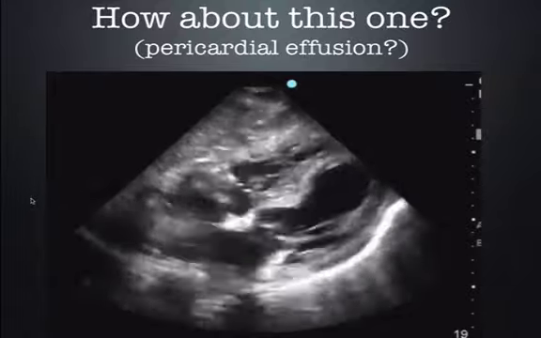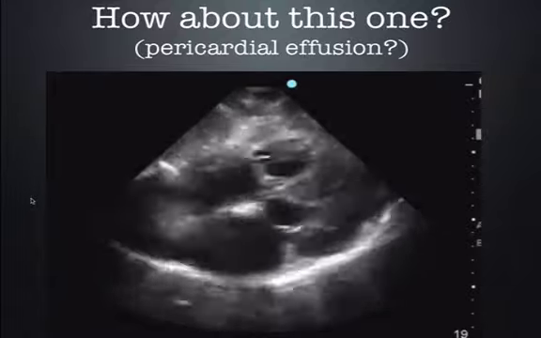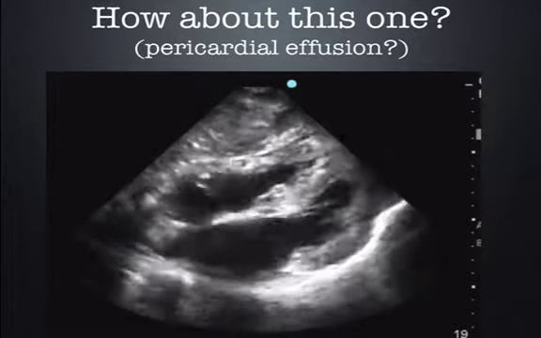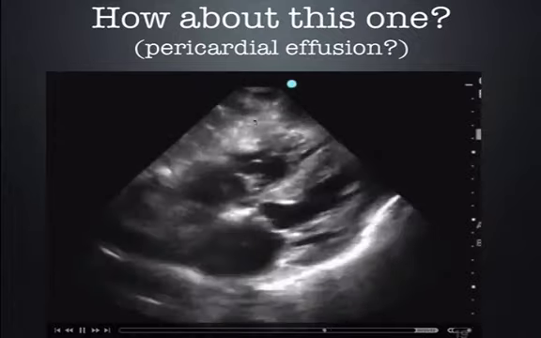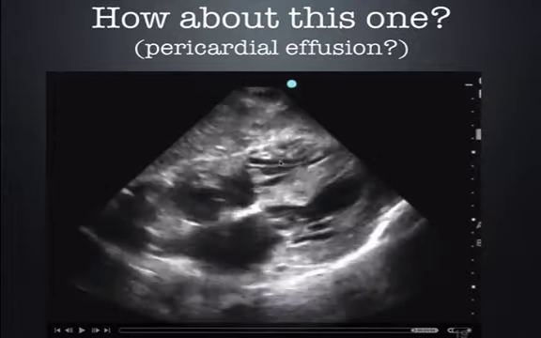I don't see a black stripe there. Overall, no pericardial effusion. Just for a quick review, do you know what window this is? We can see the liver here, and then we can see the right ventricle and then the left ventricle. So this would be a subcostal window or a subcostal four-chamber view.